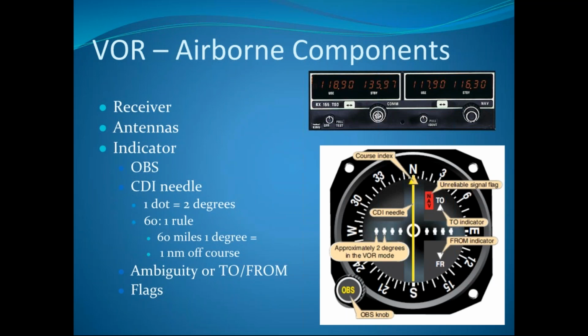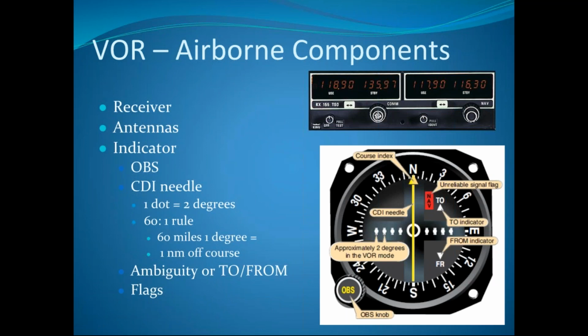Then you'll also see on this instrument the ambiguity to and from indicators. Depending on what radial we're tuned into, we'll get a to or a from indication. And where we are relative to the VOR, we'll get a to or a from indication. And when the signal is not reliable, it will display a red flag in the instrument.